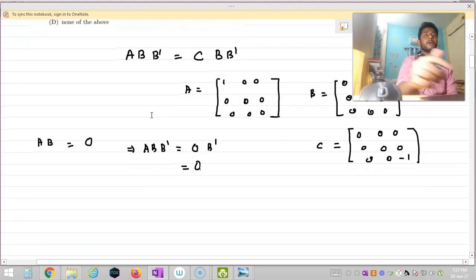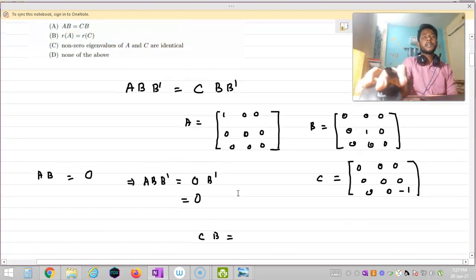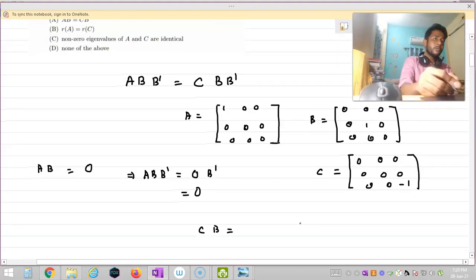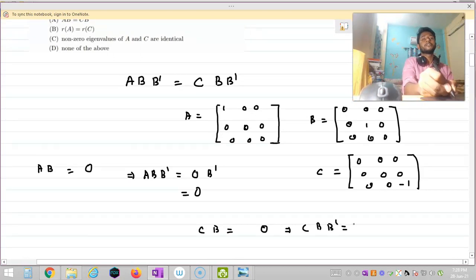Now what is CB? Again, multiplying each row with each column, you will get 0. So CB is equal to 0, and hence I can say that CBB' is also 0.